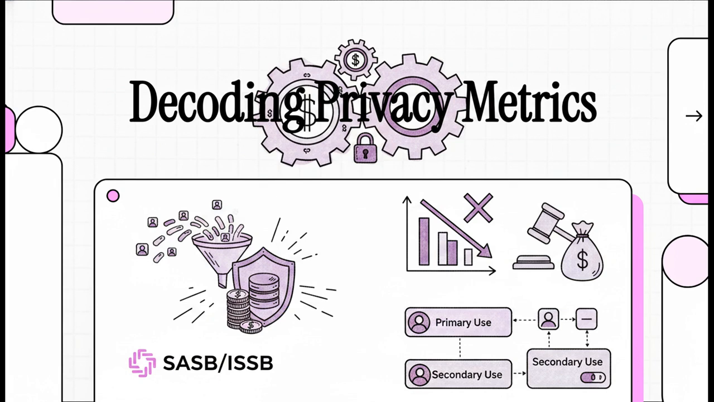In this explainer, we're completely decoding the strict SASB, which is now ISSB, disclosure requirements for the consumer finance sector. Specifically, we're looking at exactly how you must report the number of accounts used for secondary purposes and the total monetary losses stemming from privacy-related lawsuits. Bottom line, if you deal with consumer data, you need to know how to measure and report these metrics.